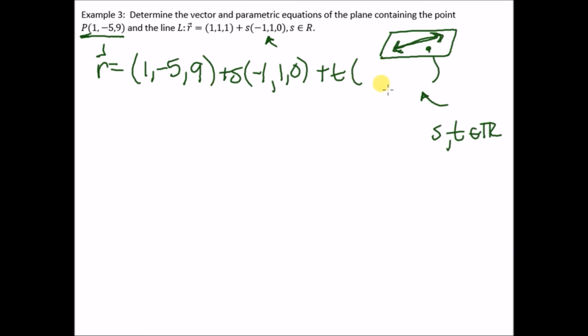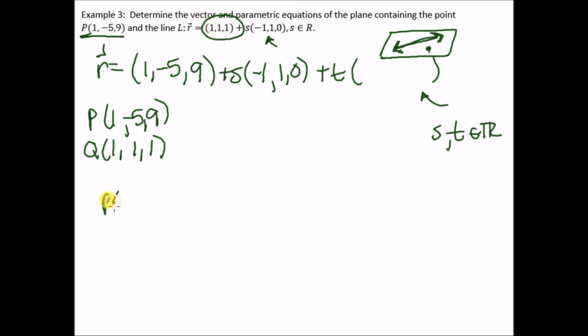So how do we find a direction vector? Well, we know that we have point P, 1, negative 5, 9. But we also know that our plane includes the point 1, 1, 1. Let's just call that Q. Because our plane contains this line, our plane by default contains this point.